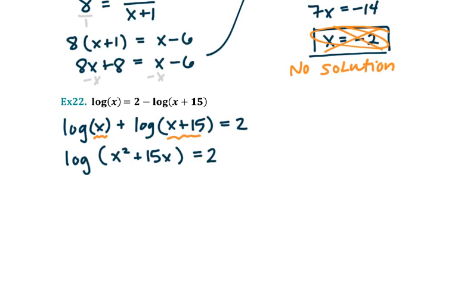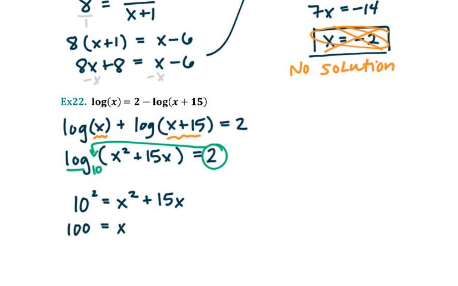So we have 1 log equal to a number, and we need to convert that. Oh no, where's the base? Well, what we want to remember is that when there is no base written and it says log, that means it's a common log and there's a little invisible 10. So converting this is going to become 10 squared equals x squared plus 15x. 10 squared is 100. So I have 100 equals x squared plus 15x.